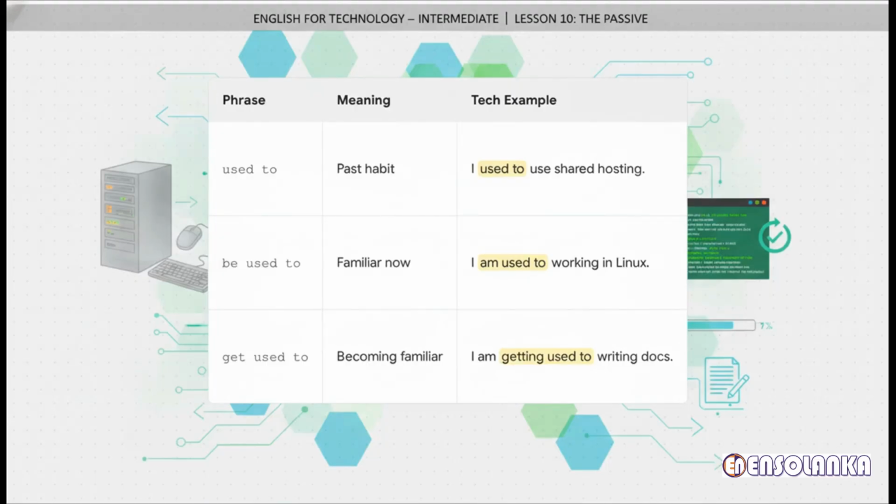Now for these three. They look so similar but mean totally different things. First, used to is for a past habit, something you don't do anymore. I used to use shared hosting. Be used to means you're familiar with something right now. I am used to working in Linux. And get used to is all about the process of becoming familiar. I am getting used to writing docs.